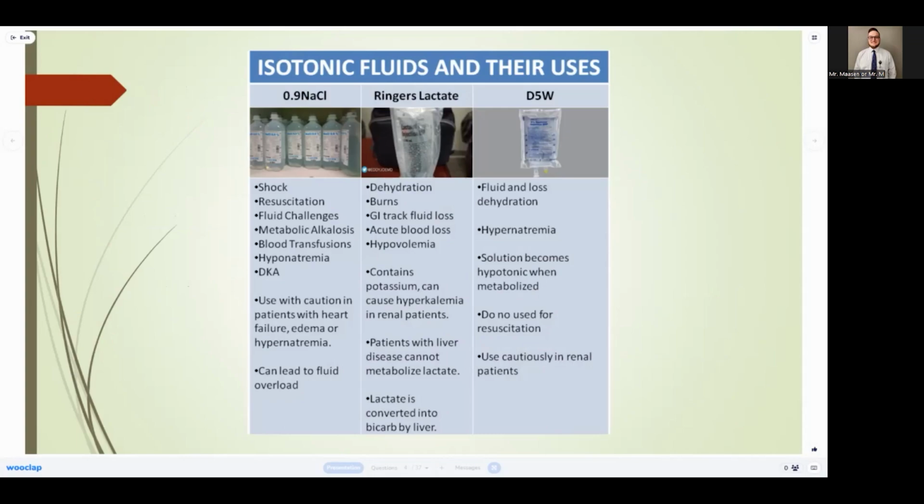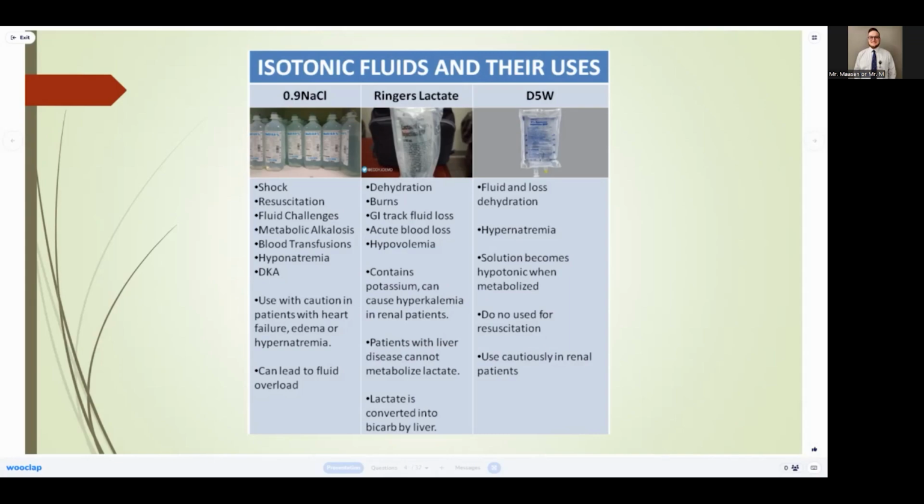So some of the uses. Isotonic fluids can kind of depend. This is not all need to know, but just to give you an initial idea. The gold standard is definitely the sodium chloride. Sodium chloride is for fluid resuscitation. Like prior to blood transfusions, we're going to give them a bunch of fluid. They're dehydrated. We need to replace it. It always needs to be watched with patients that have heart failure or already have edema. It can cause fluid overload. All fluids in some way can cause fluid overload, just depends on where.